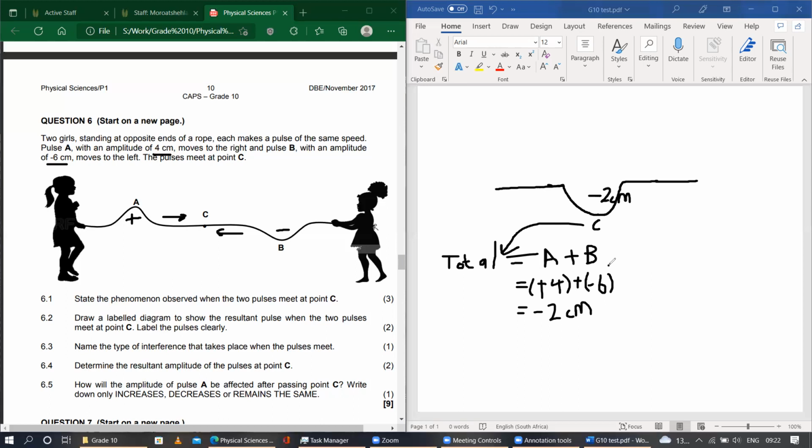So the actual equation is this one. It's just that when you substitute, one is gonna be positive and the other is gonna be negative. So this is the resultant pulse at C. So they say name the type of interference that takes place when the pulses meet.